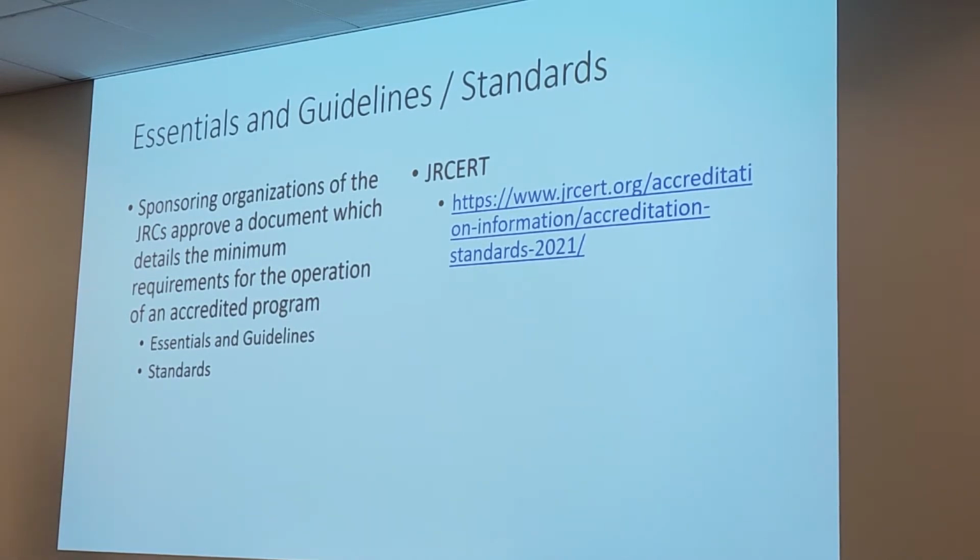Okay, so the JRC is sponsored by organizations, and they have to approve a document that details the minimum requirements for the operation of an accredited program. So we need a certain number of texts per student. We need a certain number of teachers per student. We need a certain number of clinical rotations for the students, things like that.